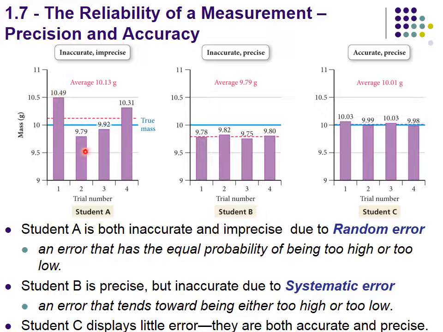So random error is when we don't have precision or accuracy. Systematic error is when we still have precision, but we're not very accurate. And then when we have no error or very little error, we have accuracy and precision.